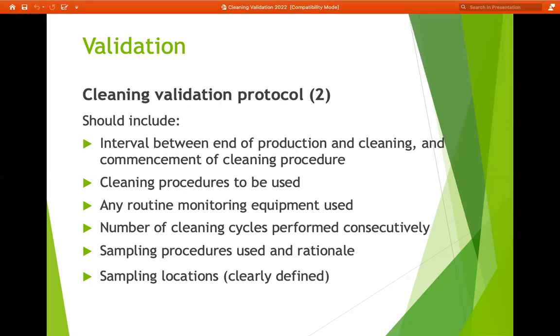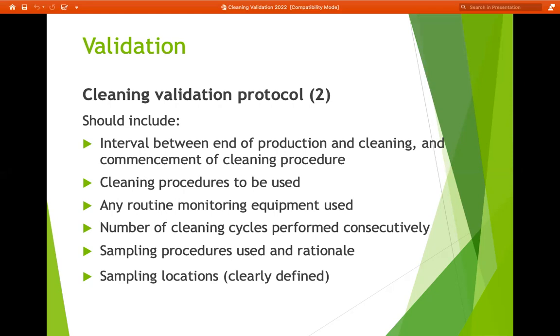So, cleaning procedures to be used. What kind of cleaning procedure are you going to use, manual cleaning or CIP cleaning, and you have to define which cleaning agents you are going to use for cleaning the product. Any routine monitoring equipment used. You have to define which equipment you are going to use for cleaning purposes. The number of cleaning cycles performed consecutively shall also be defined in the protocol. Sampling procedures used and rationales for the same shall be defined.